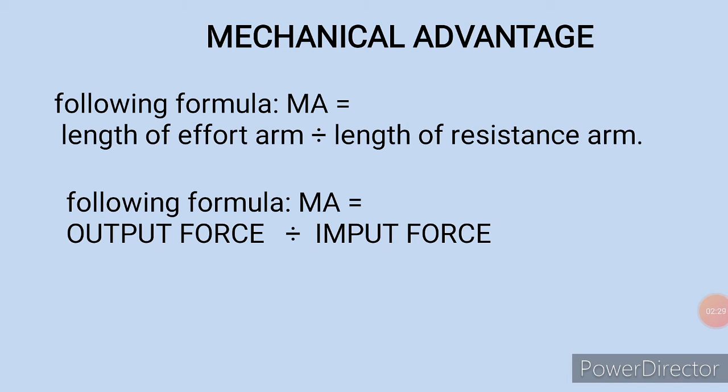But if you get a value that is greater than 1, it means you have a mechanical advantage. But if you now get a value less than 1, it actually means that the machine has a mechanical disadvantage. What I mean is that you are putting in more effort to do less work. Okay, so it has a mechanical disadvantage.